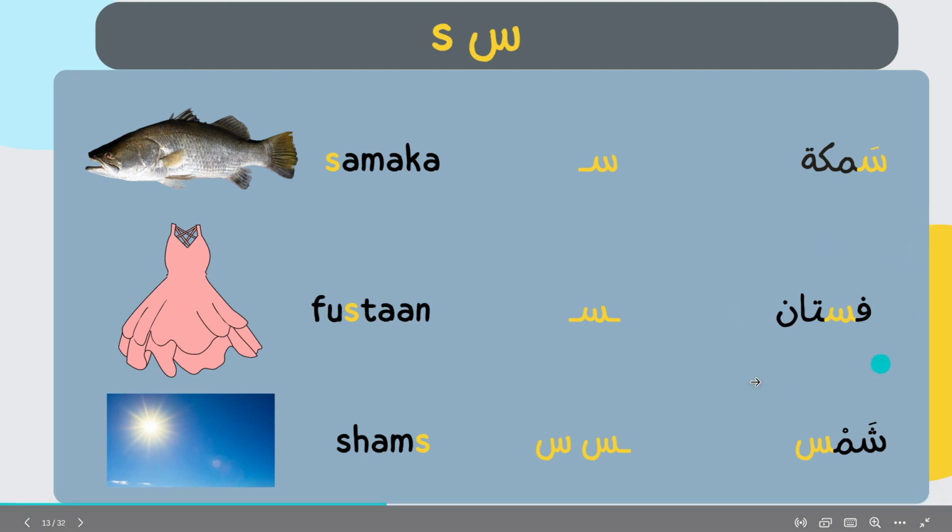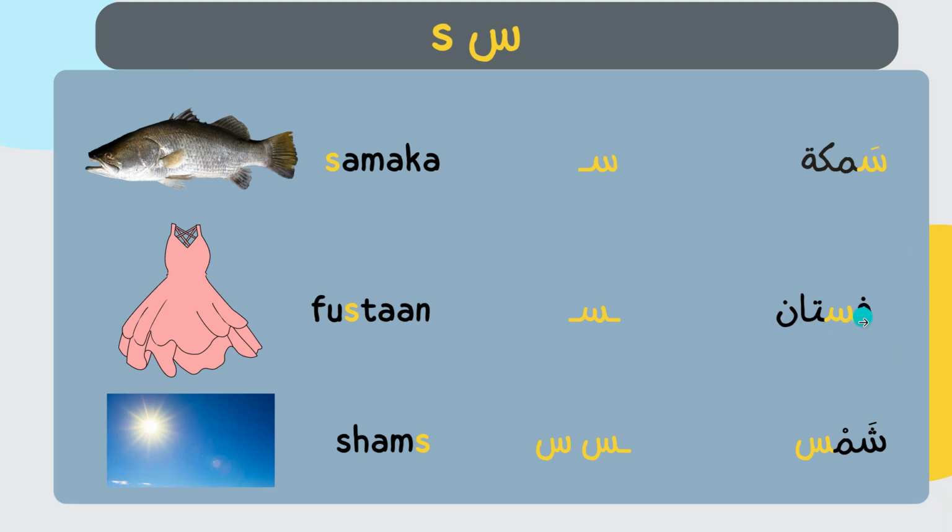Now in the second word, we are studying the s letter, and we know the t here, then the a. We know these three letters.